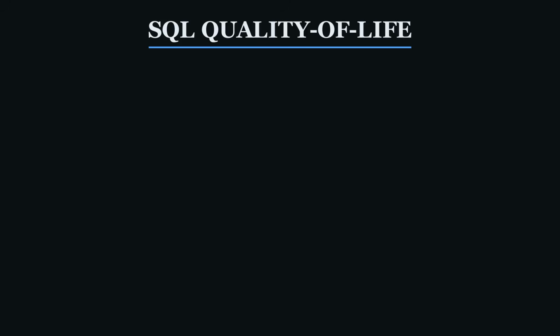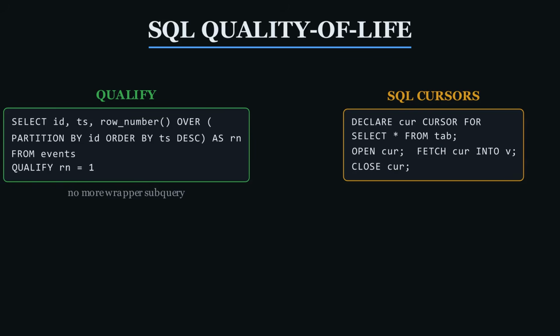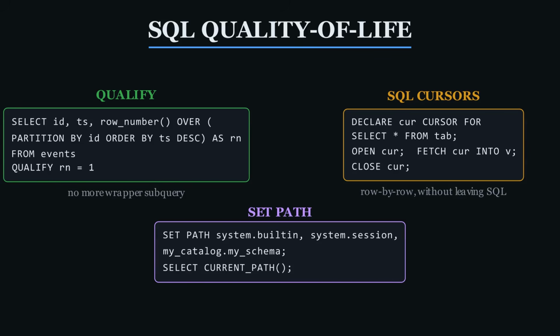Then a pile of SQL quality of life wins you'll actually use. Qualify, finally filter window function results without wrapping the whole query in a subquery. SQL cursors, declare, open, fetch, close, row-by-row control without dropping out to data frames. And set path, a search path, so names resolve across schemas the way you're used to in Postgres. Small features, each one, but the kind you miss every single day until the moment you finally have them.